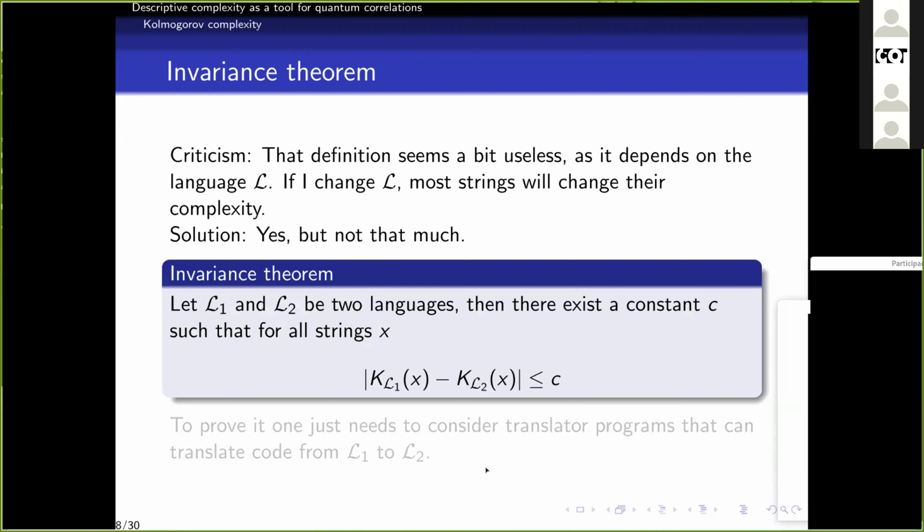I won't get into details of the proof, but the way to prove it is just to consider a translator program that can translate code from L1 to L2 and vice versa. If we have these translator programs, which one can think of them, it's not too difficult, at least to believe that they exist, to write them is a bit more convoluted, then of course, this invariance theorem says that the complexity won't change that much between languages, okay?